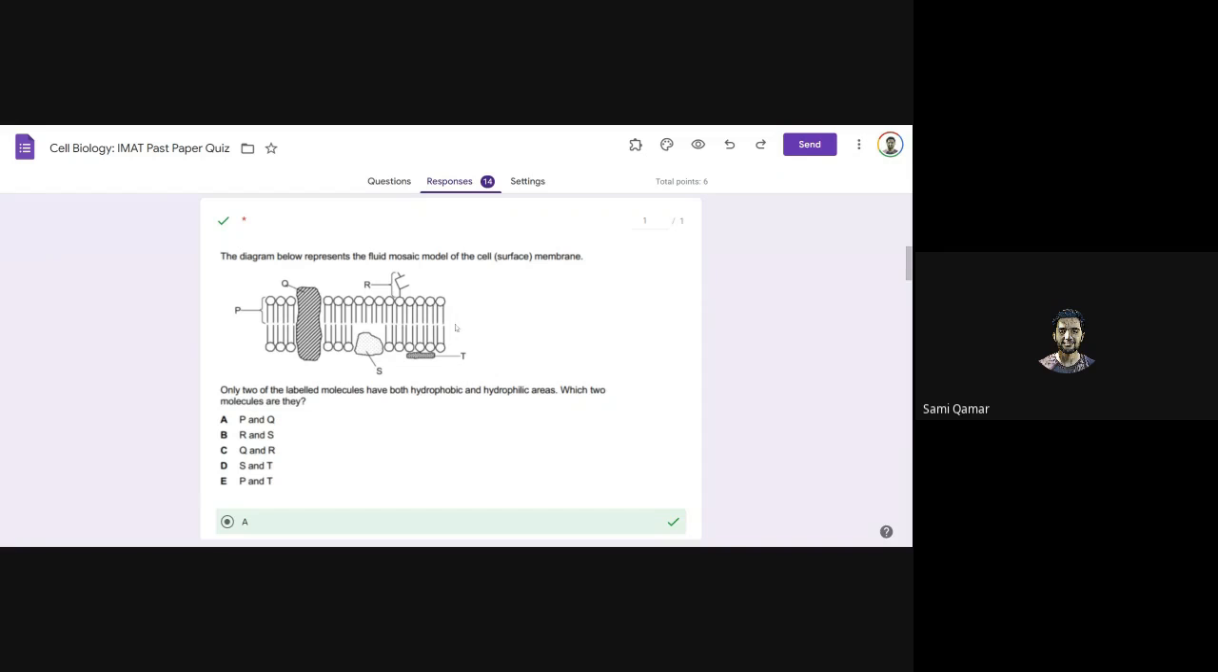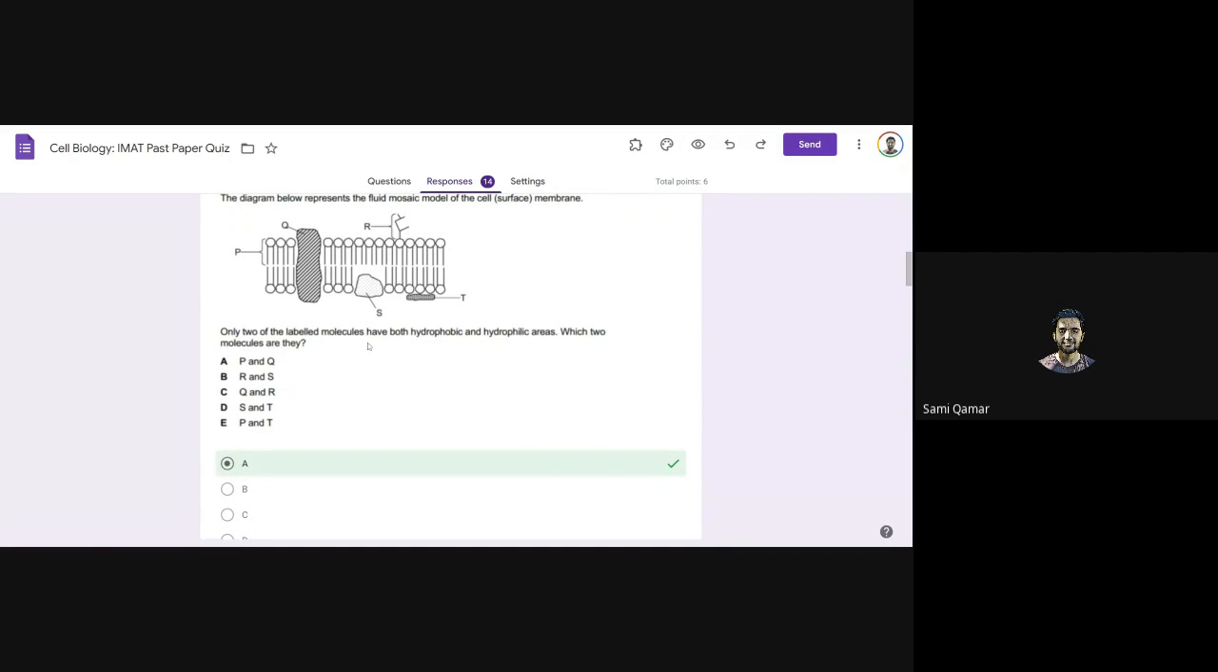Let's talk about the first question. The diagram below represents a fluid mosaic model of the cell surface membrane. Now see here, it is the same model that I told you. What is this big one? Integral protein. This is the phospholipid bilayer. This is going to be our intrinsic protein. And this is going to be our, what was it? Cholesterol. This is going to be our glycolipid. Sorry, glycolipid. Okay, glycolipid.